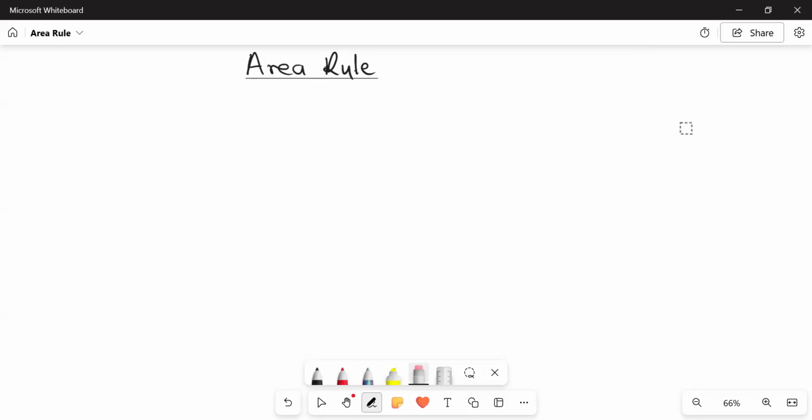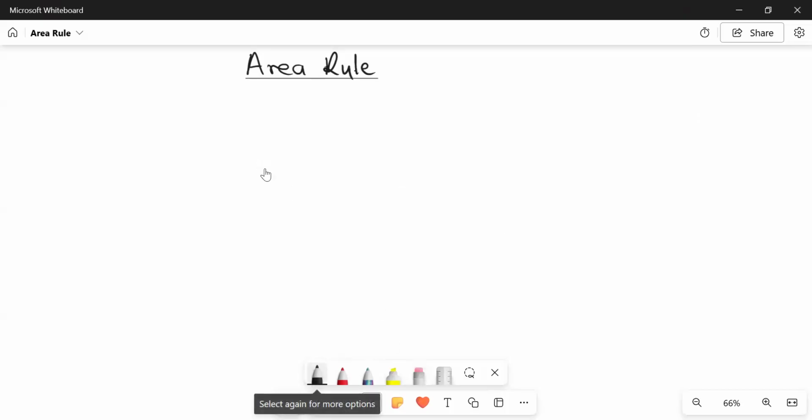So today, guys, we're basically focusing on the area rule. After the area rule, we'll go to the sine rule and then the cosine rule, right? But today we're only focusing on the area rule.